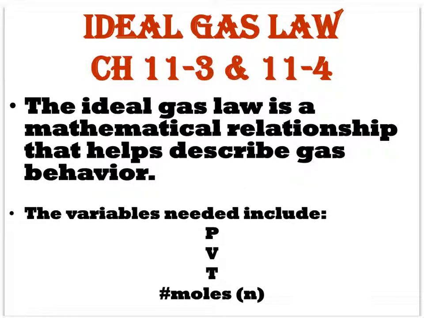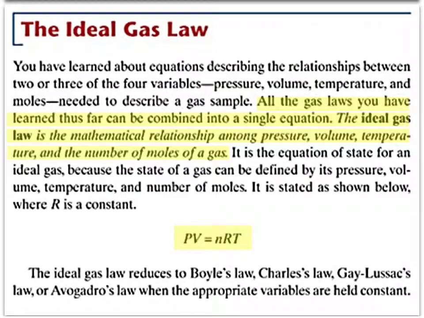This is a recap of the ideal gas law. It's the equation that shows the mathematical relationship that describes the behavior of a gas. The relationship exists between the gas's pressure, volume, number of moles, and temperature. The equation PV equals nRT includes R, the ideal gas constant.